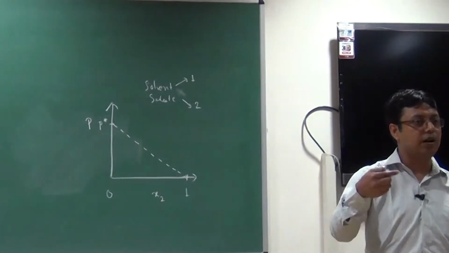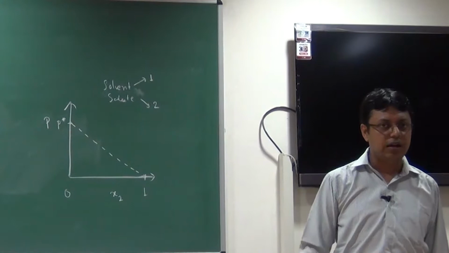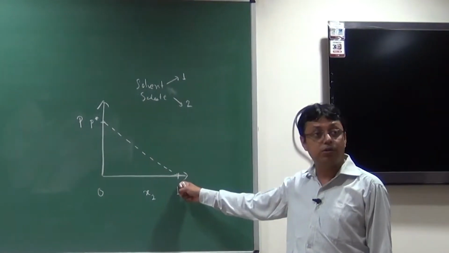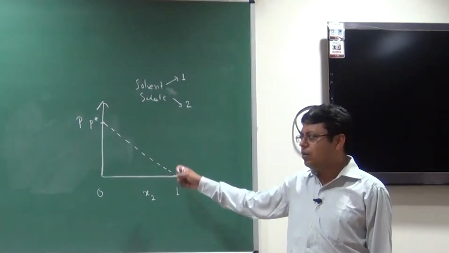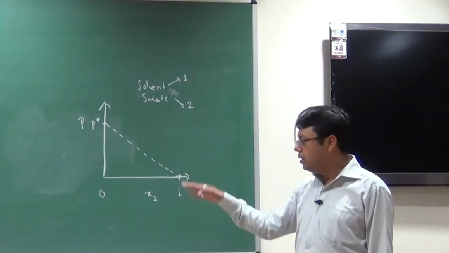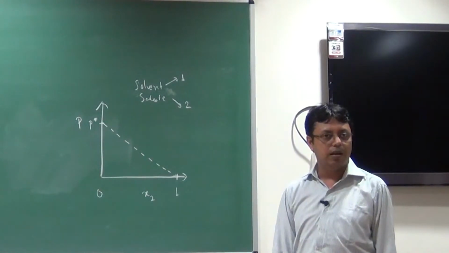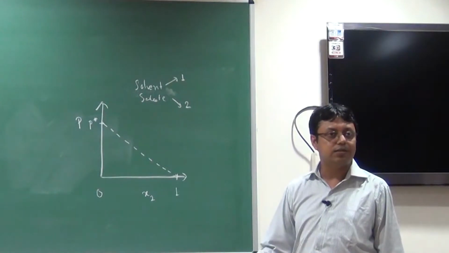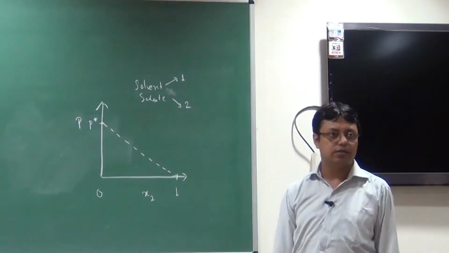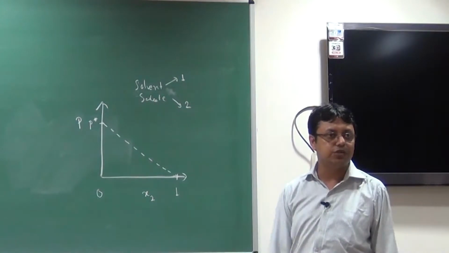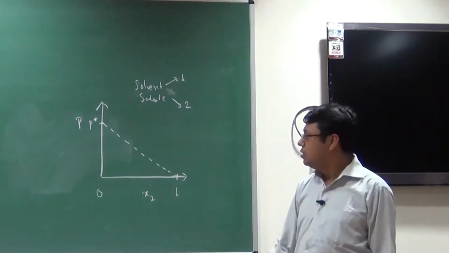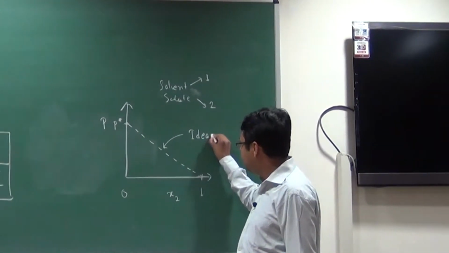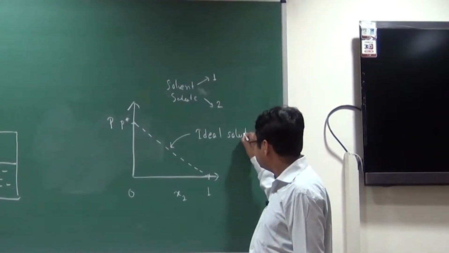Okay, if I keep on adding the solute, and the mole fraction of the solute increases and reaches a point where it is pure solute, then I'll have 0 vapor pressure. In between, if it varies linearly, then I'll call this behavior of the solution an ideal solution.